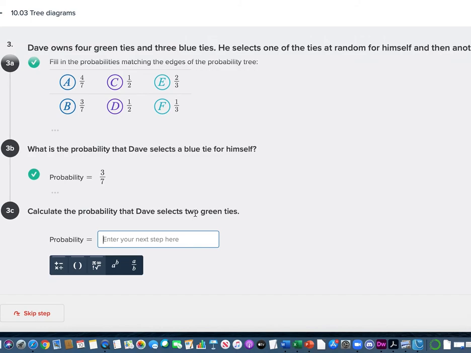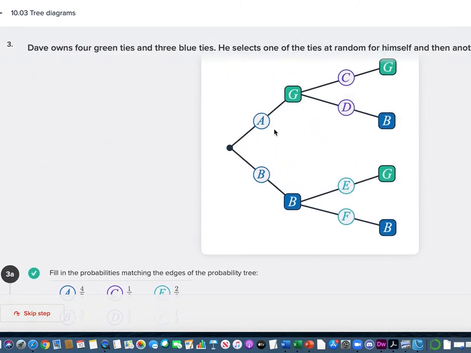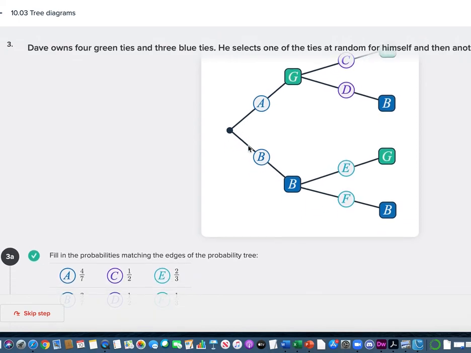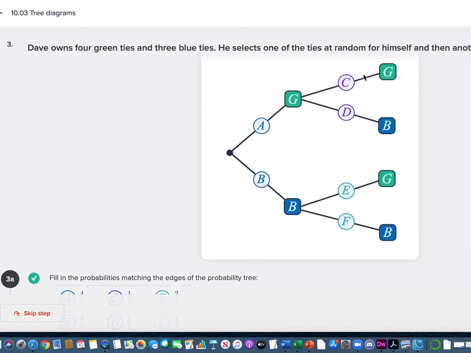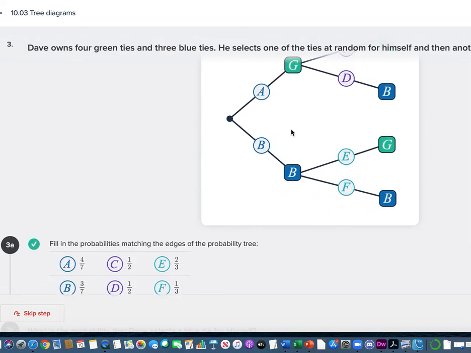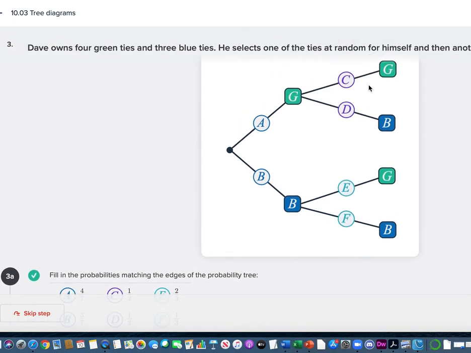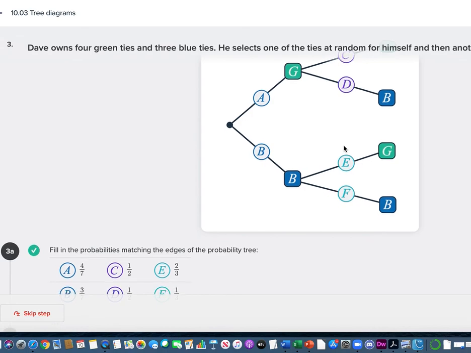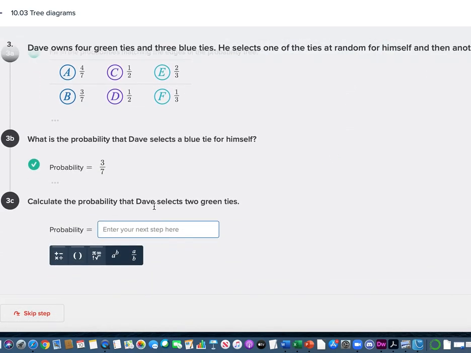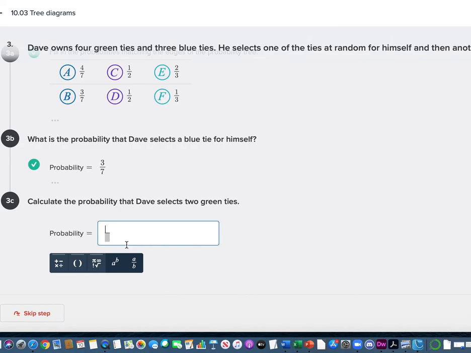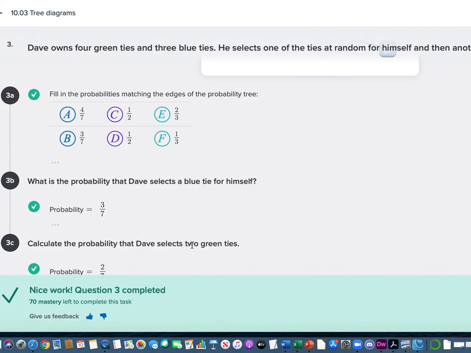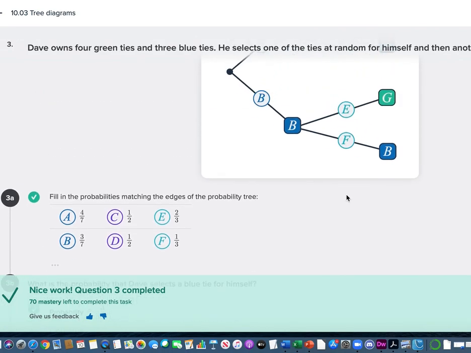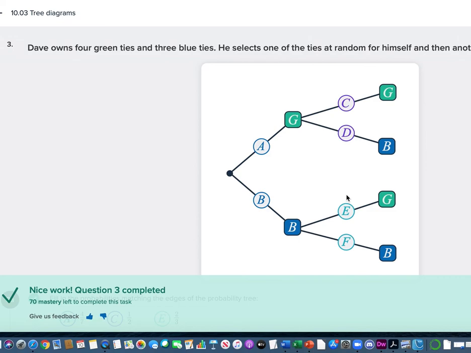Calculate the probability that Dave selects 2 green tiles. So again, we do the same thing that we did before, but this time we're going down this branch and then this branch and multiplying the answers together. So I've got A and C, so it's going to be 4 over 14. Simplifying that means it's going to be 2 over 7. Alright, and we're done. Okay, so some tree diagrams are quite easy, like this, but you still need to understand the fundamentals or basics.